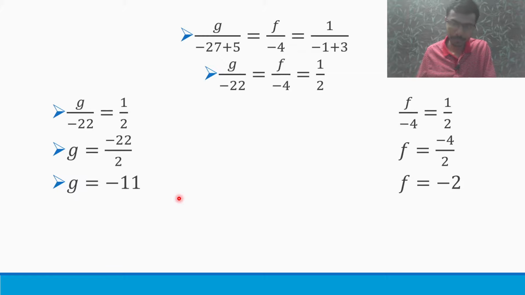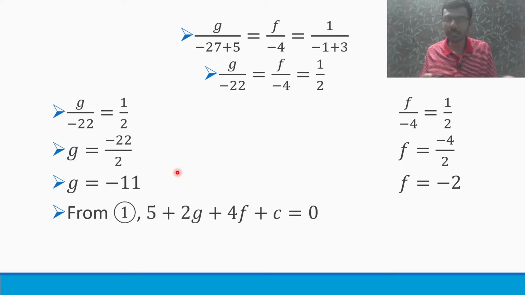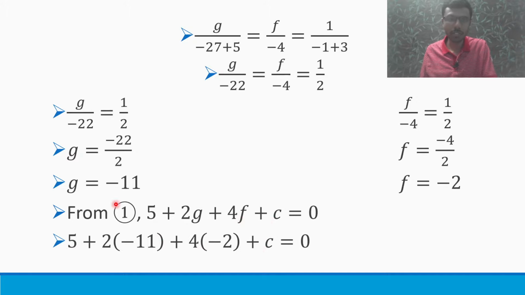Now next, I got g and f. I need to find c. For c, I'm going to put g and f in any one of the three equations, equation 1, 2 or 3. The first equation is 5 plus 2g plus 4f plus c equal to 0. I already know g and f, just substitute their values and then I can get c. 5 plus 2 into -11 and f is -2. So 5 minus 22 minus 8 plus c equal to 0.